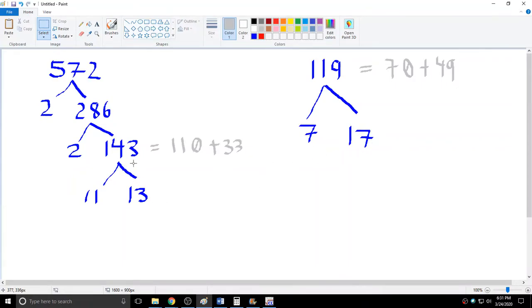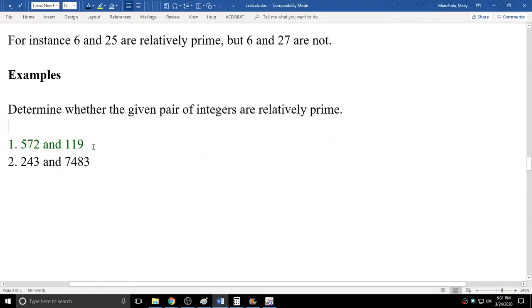As you can see, prime factors of 572 are 2, 11, and 13. Prime factors of 119 are 7 and 17. They have no common factors other than 1. Conclusion, 572 and 119 are relatively prime.